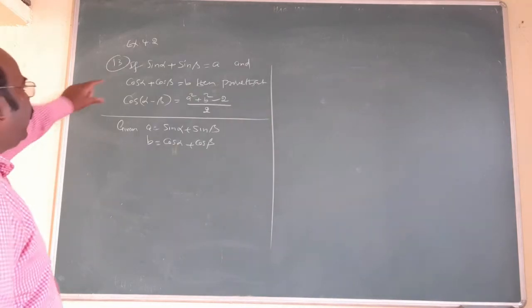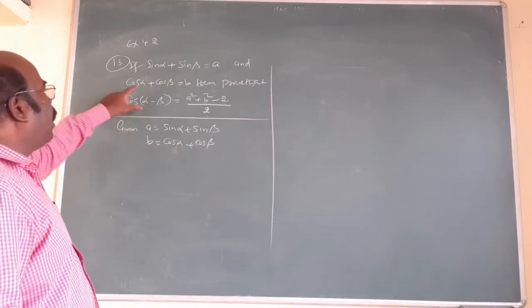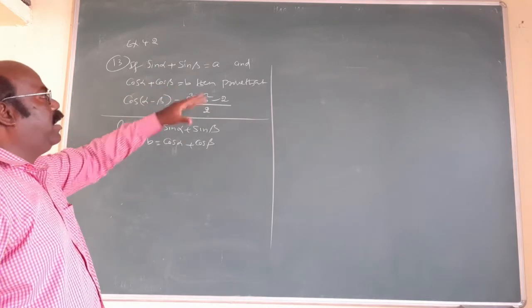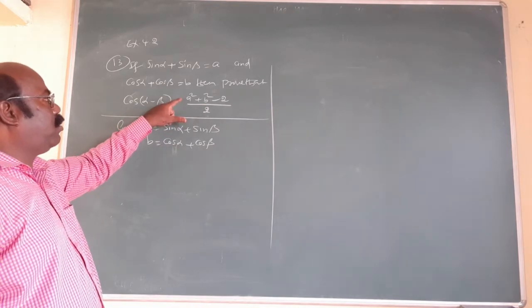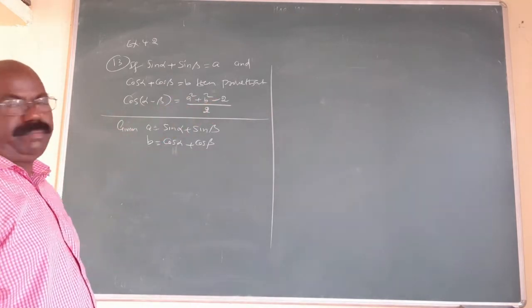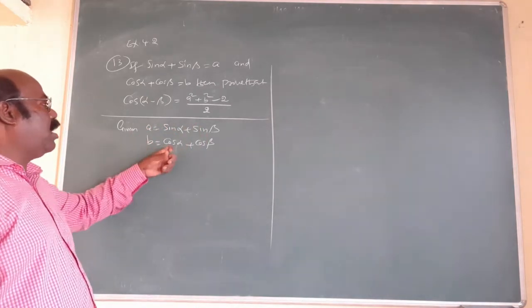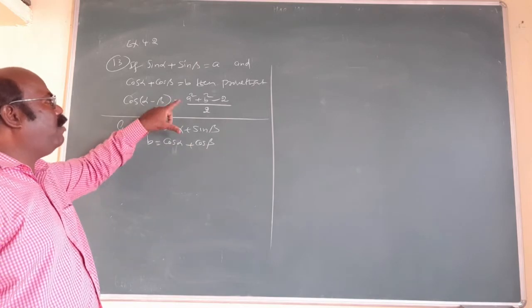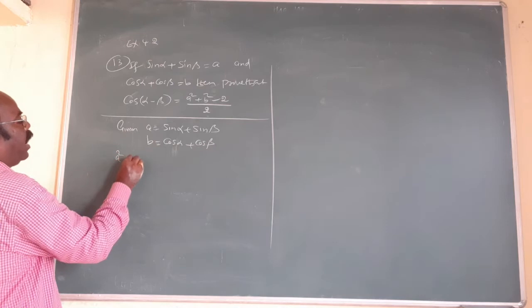Now question 13: if sin alpha plus sin beta equals A and cos alpha plus cos beta equals B, then prove that cos of alpha minus beta equals (A square plus B square minus 2) divided by 2. What is given? A equals sin alpha plus sin beta. B is cos alpha plus cos beta. The answer involves A square and B square. That's why I am squaring and adding.